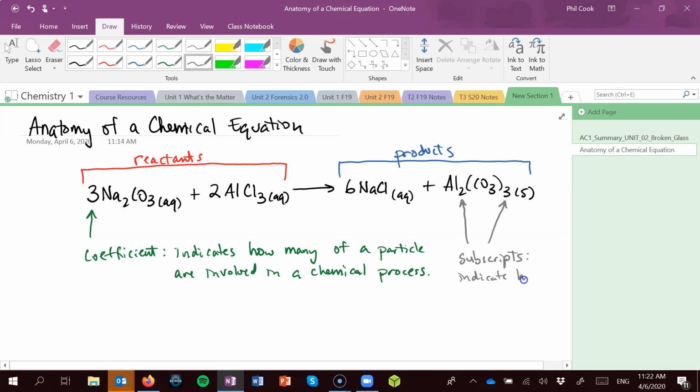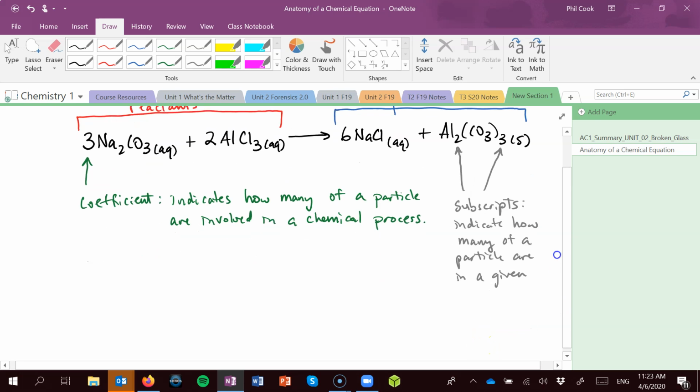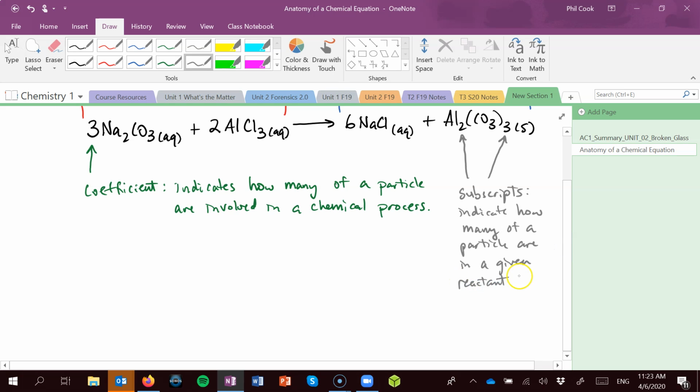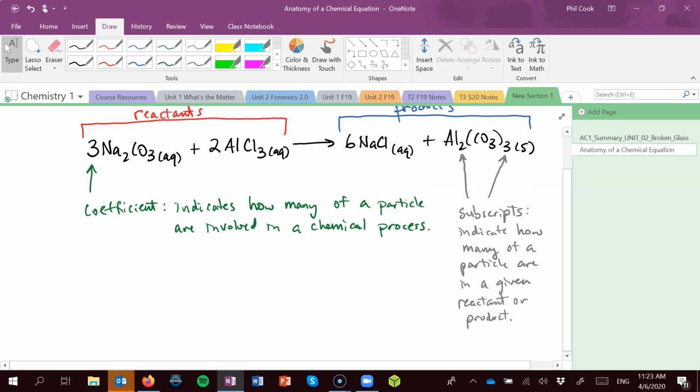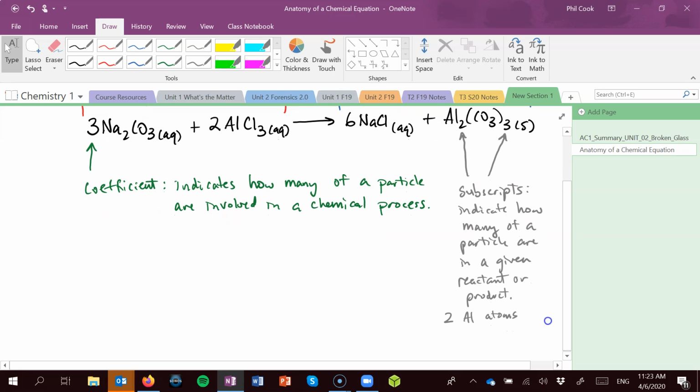They indicate how many of a particle are in a given reactant or product. So in this example, this 2 in front of aluminum tells us that there are 2 aluminum atoms. And the 3 on the outside of the parentheses tells us that there are 3 CO3 ions present. We'll learn more about ions later.